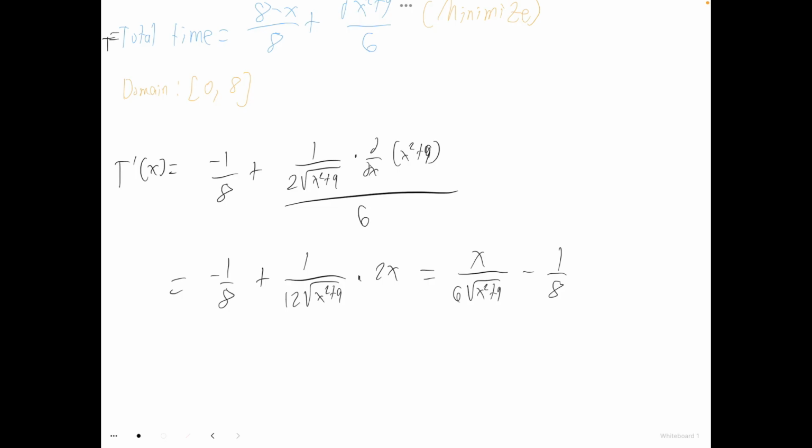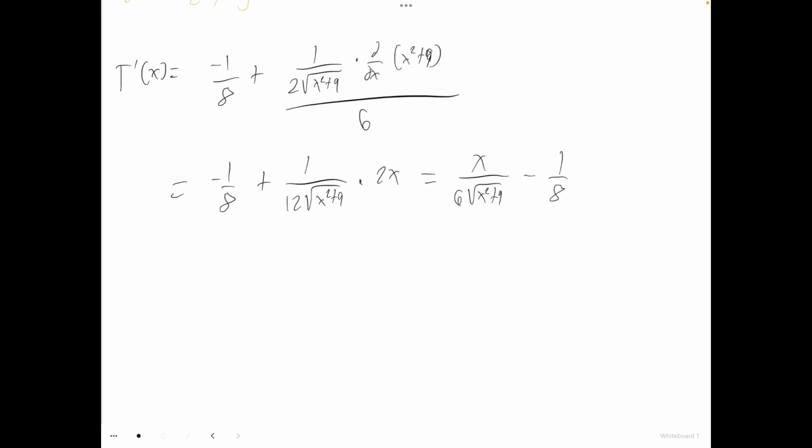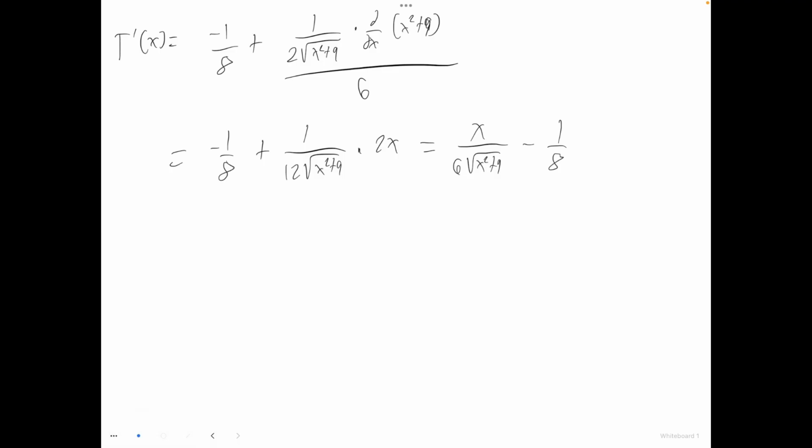Now the denominator here is clearly never going to be 0, because x squared plus 9 is always greater than or equal to 9. So we just need to figure out when this is 0. So we're going to set x over 6 square roots of x squared plus 9 minus 1 over 8 equals 0. So that means x over 6 square roots of x squared plus 9 must equal 1/8. Then multiplying both sides by 8, we get 8x over 6 square roots of x squared plus 9 is equal to 1.